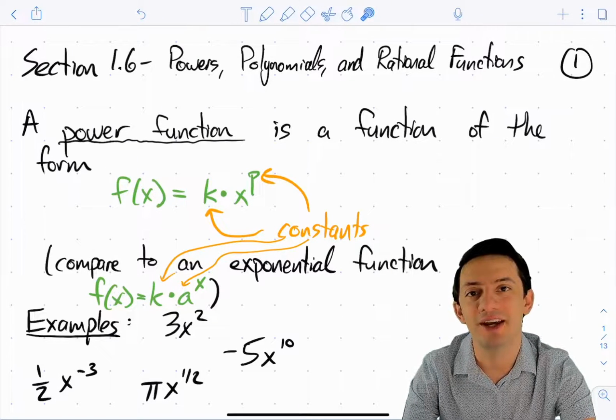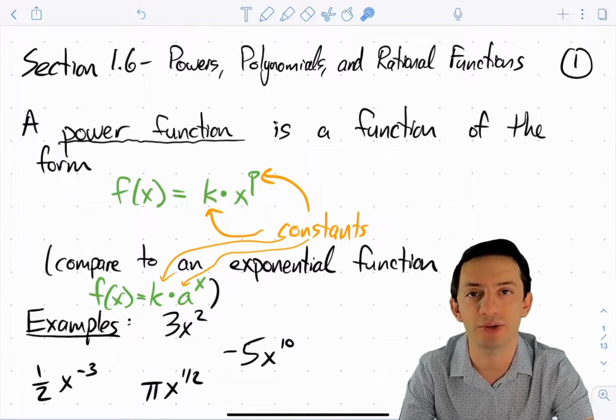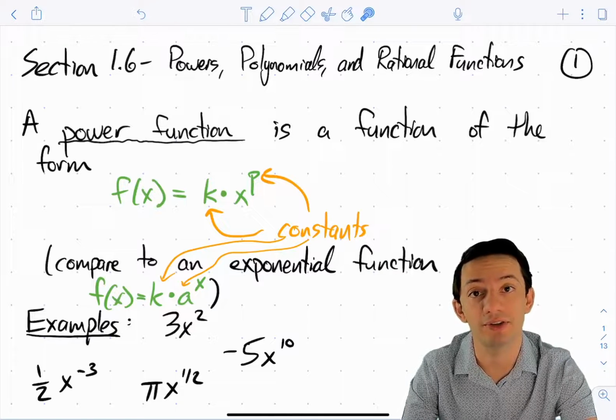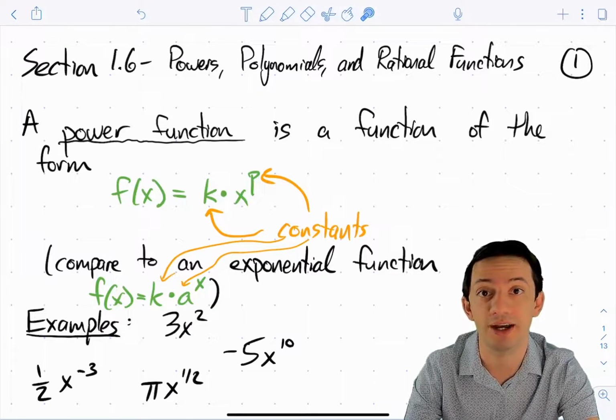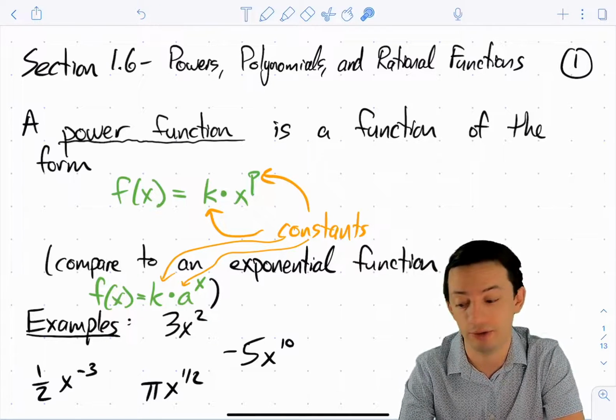Hi everyone. Today we are talking about section 1.6, which is called powers, polynomials, and rational functions. This one will be a little bit shorter than the last few. We're just going to talk about three different types of functions: powers, polynomials, and rational functions. So starting right in on the first ones, power functions.